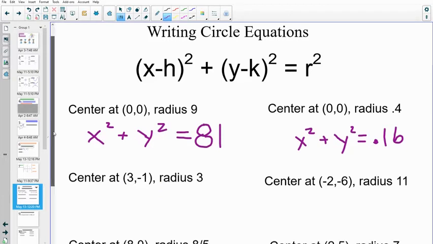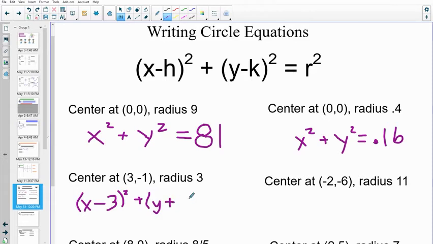Moving on to ones that are a little bit more complicated, not too crazy. The center is at 3, negative 1. All right, well, our x value, the h of our equation, is 3. So x minus the x value, x minus 3 squared, plus y minus the y value.